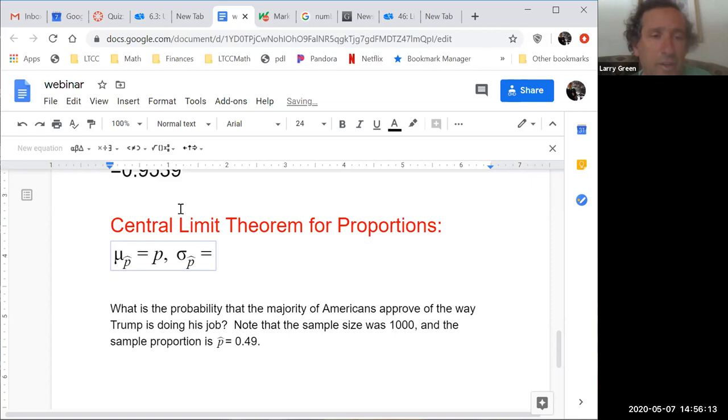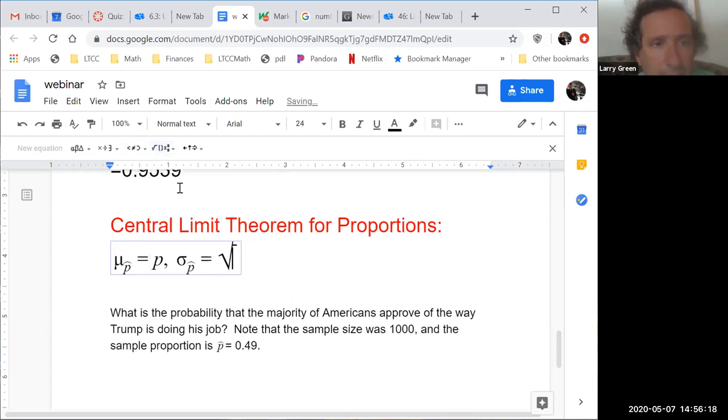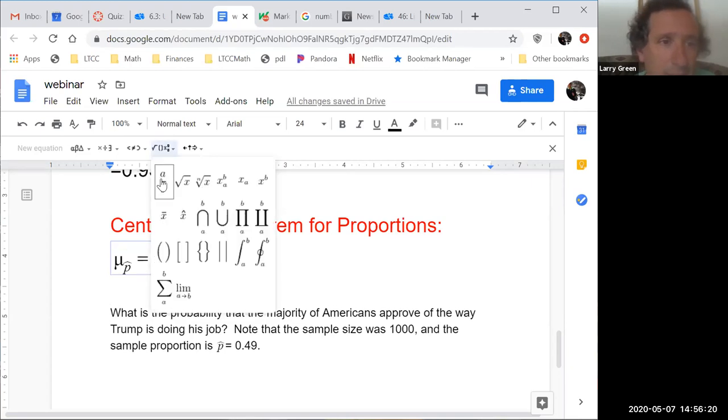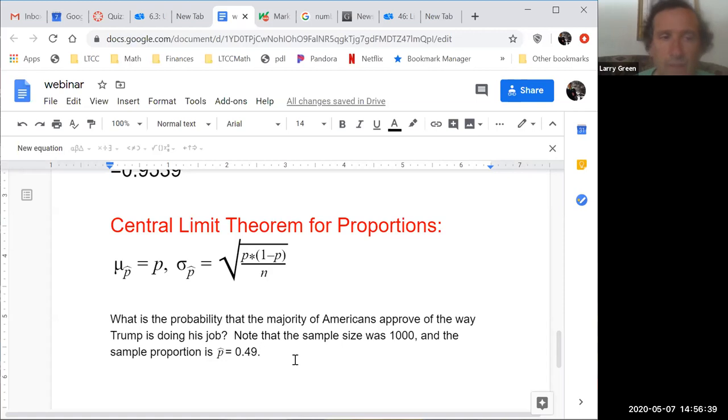And sigma sub P hat, that's not so easy, by the way, is equal to the square root of the fraction P times 1 minus P. And sometimes you'll call 1 minus P, Q, by the way. It's just a letter they use sometimes. All over N. So that's the central limit theorem for proportions, but there's a little more to it.